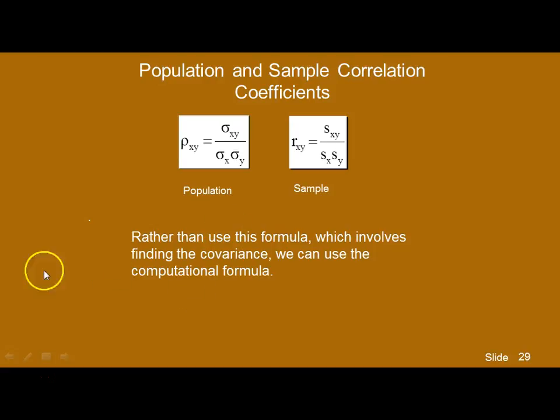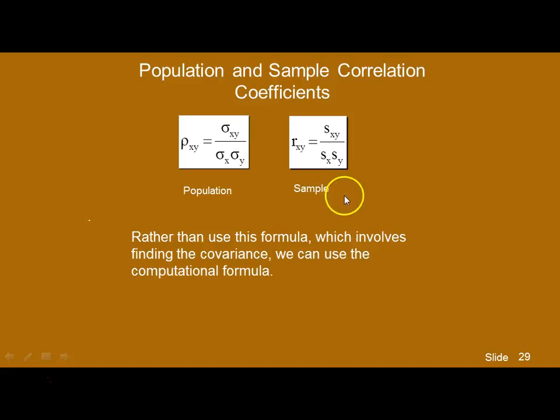First, our formulas again will differentiate a population correlation coefficient from a sample correlation coefficient. This is the Greek letter rho. Rho xy stands for the population correlation coefficient. One way to calculate it is you take the population covariance that we looked at a minute ago and divide it by the product of the two standard deviations, sigma x and sigma y.